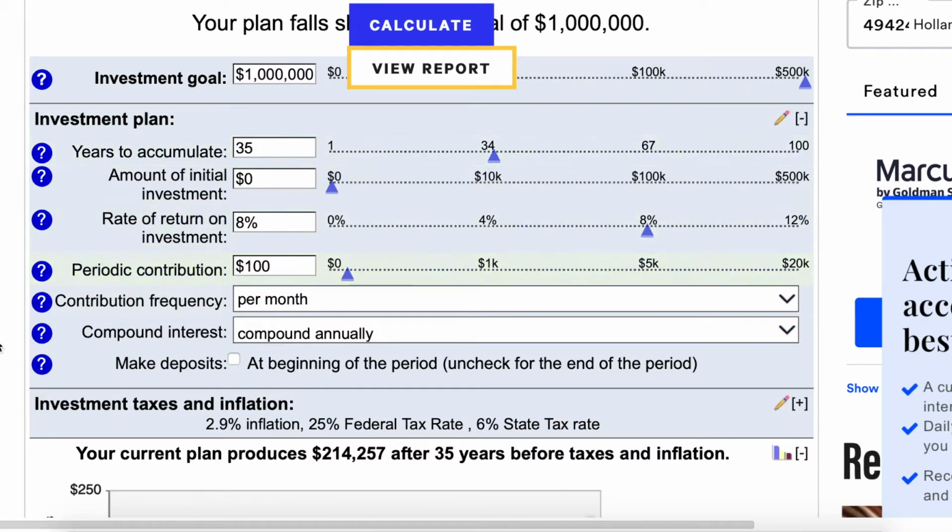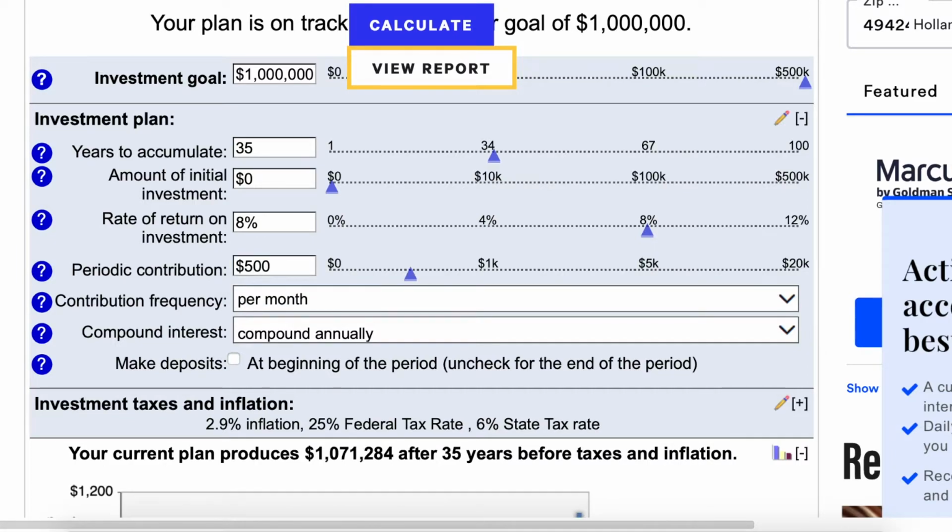So if we increase this contribution a little bit, let's say we invest $500 a month. You could invest in a Roth IRA, $500 a month, max that out so you can get tax-free investment returns essentially after that time is up. If you get an 8% rate of return for 35 years, you would get about $1 million. Now, if you can increase your rate of return, let's say you do a little bit of individual stocks and you get a 9% rate of return, you get about $1.3 million.